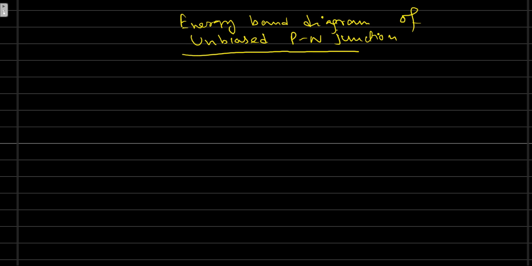Energy band diagram of unbiased p-n junction. Why unbiased? Because till now we are not applying any external voltage. Energy band diagram of unbiased p-n junction. So let us see how to draw the energy band diagram. One side is p type, another side is n type. So how to draw it?